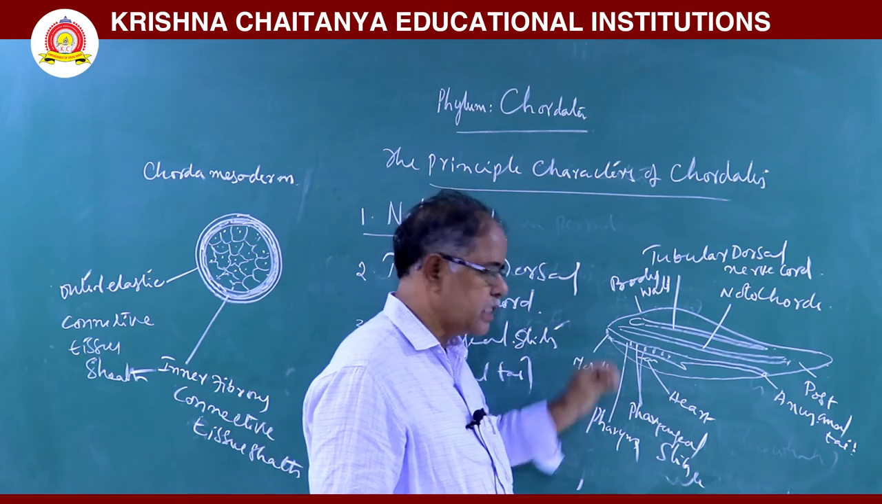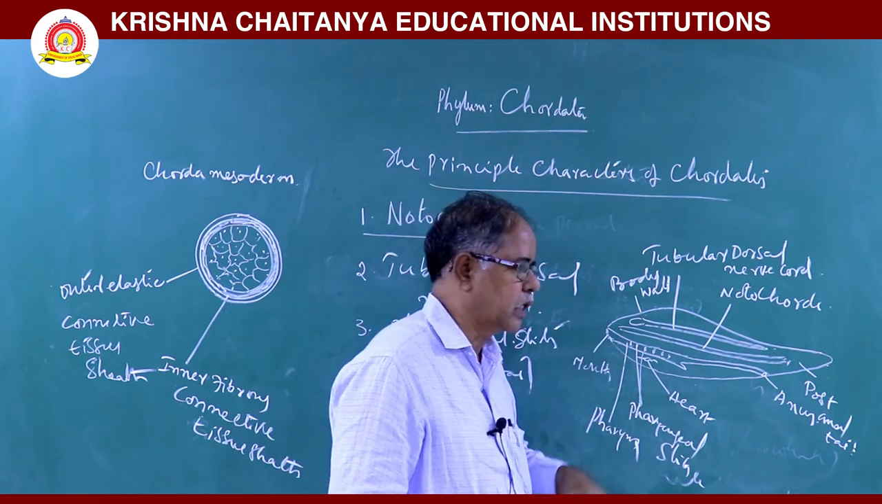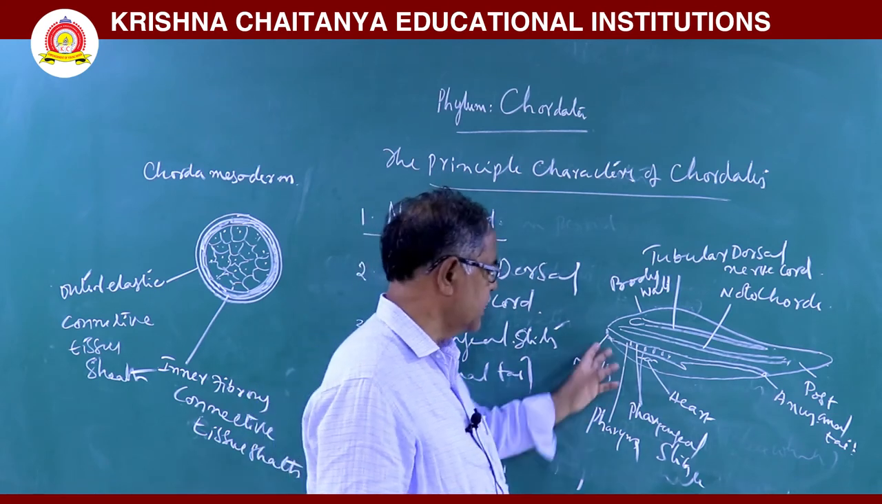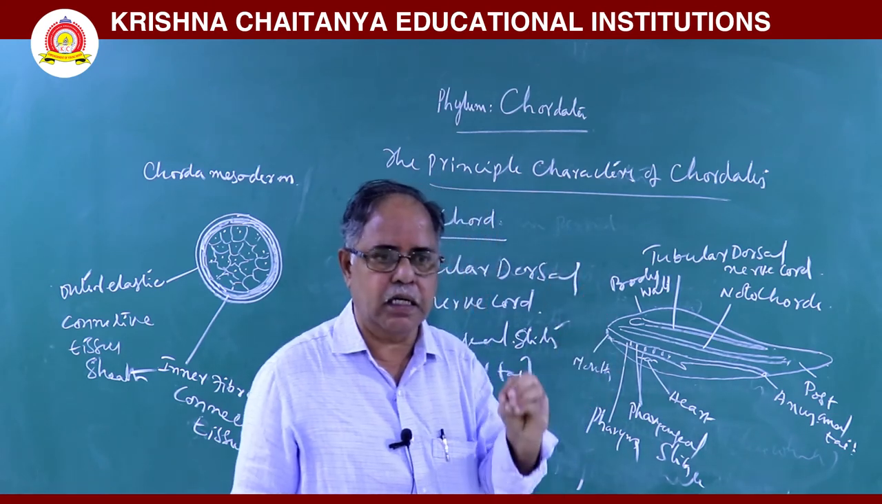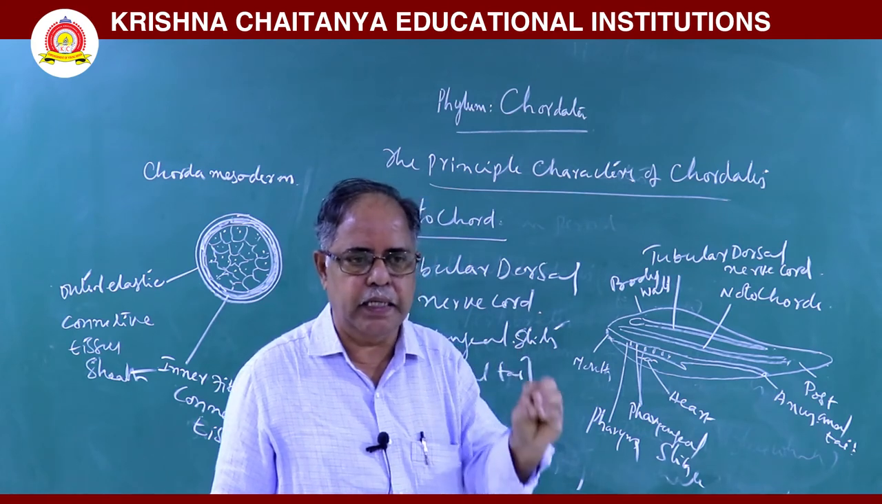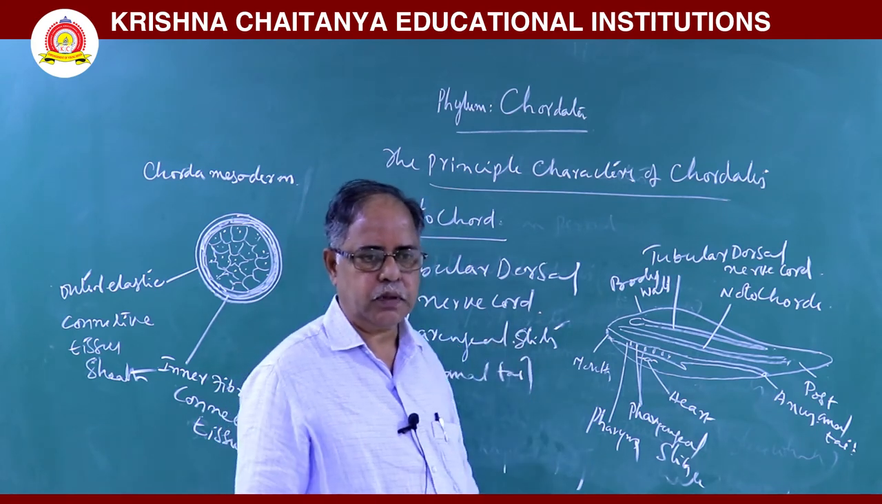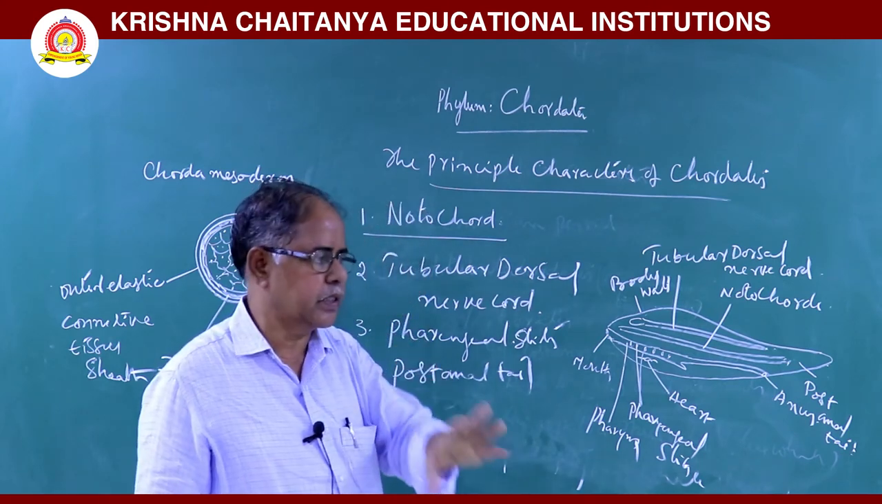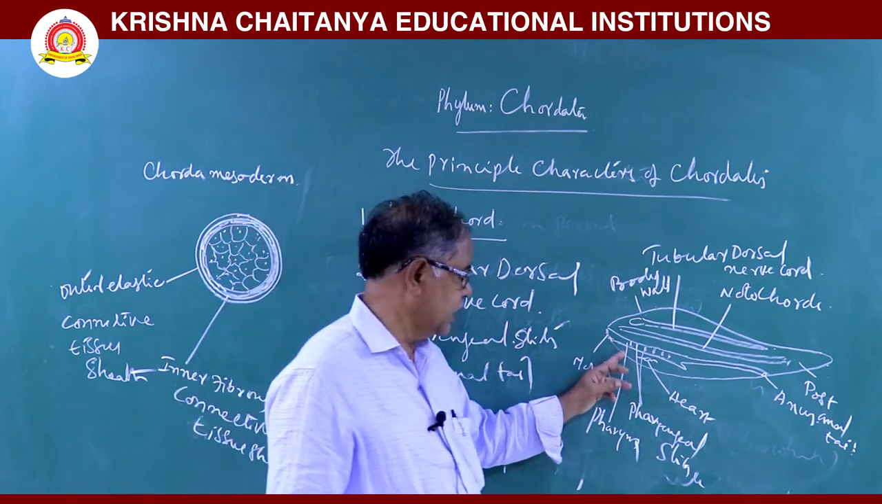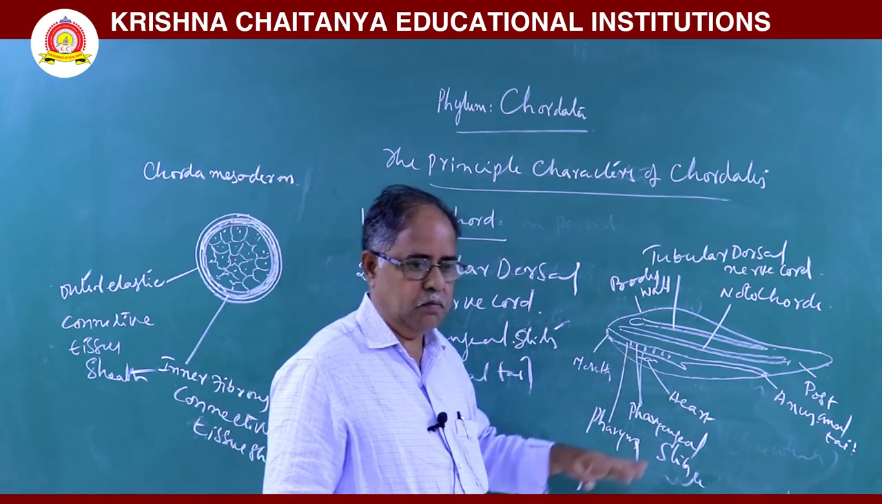These are pharyngeal slits on the pharynx wall. Through these the water comes out from the pharyngeal cavity. These pharyngeal slits are present throughout life in protochordates and fishes.